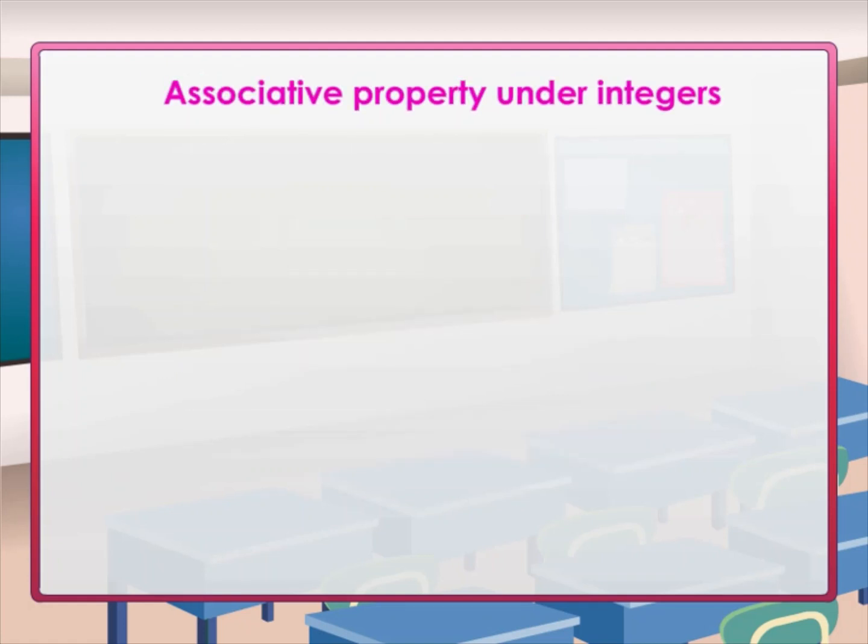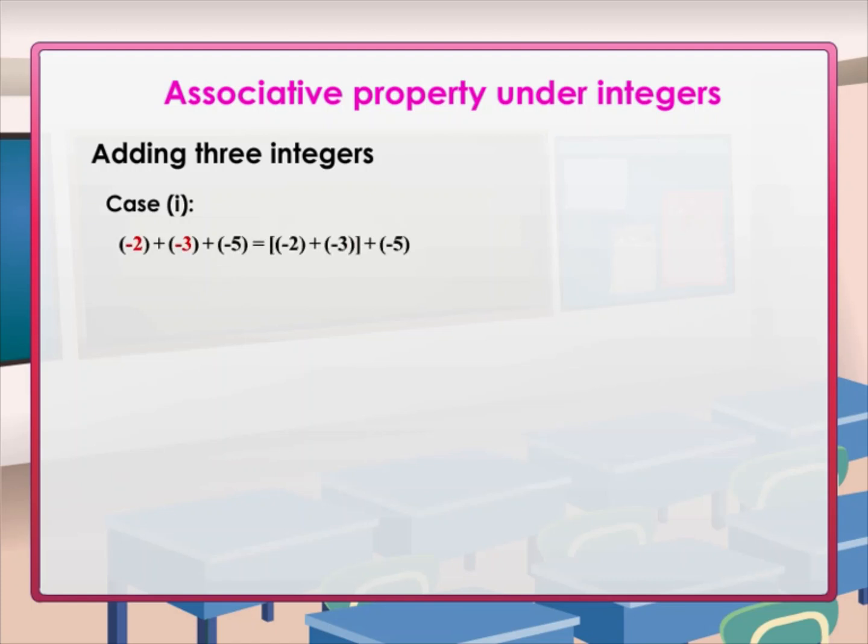Associative property under integers. Let's see another property, that is associative property related to addition of integers. Now let's try adding three integers, -2 plus -3 plus -5. First, let us try adding -3 and -2. This gets reduced to -5, plus -5. Now we need to add -5 and -5, which is equal to -10.